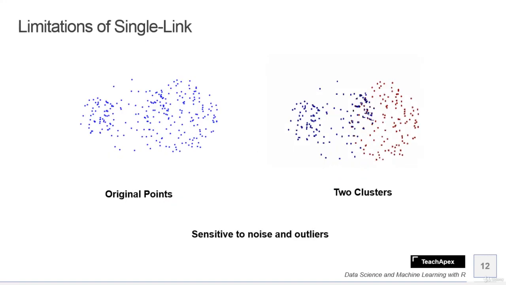Next we have the limitations of single link. It has the original points and two clusters, and is sensitive to noise and outliers. There you can see in the original points, the dots define the data with the clustering technique. When we split it into two clusters using the single link, we get two clusters, the brown and the blue dots, which is sensitive to noise and outliers.